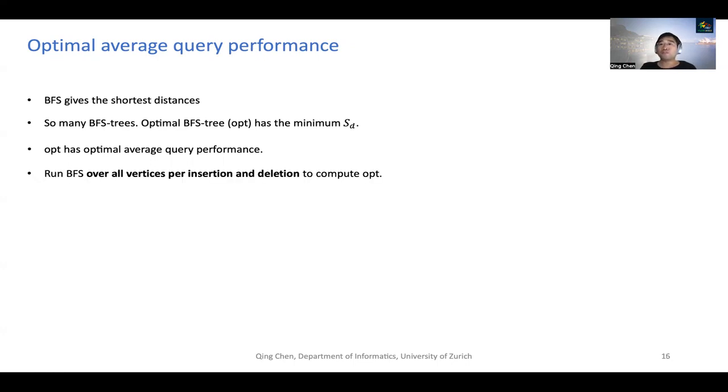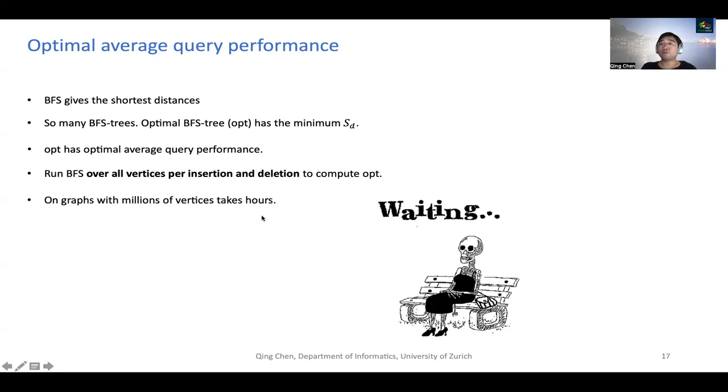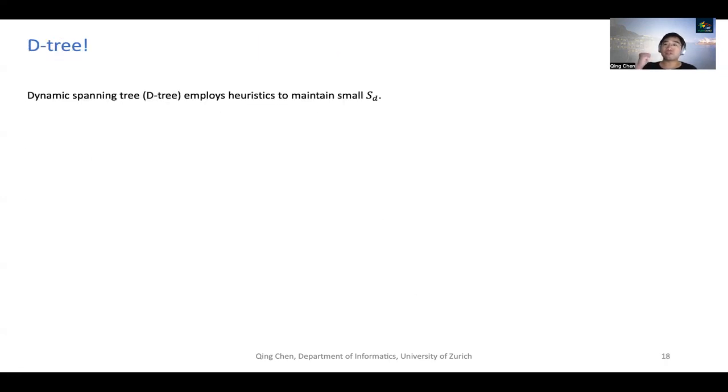For dynamic graphs, we need to run breadth-first search over all vertices for every single insertion and deletion to compute the optimal tree. If we do this on a graph with millions of edges, it takes hours, which means computing the optimal solution is too slow to be used in practice. We need to do it faster. So the D tree comes.